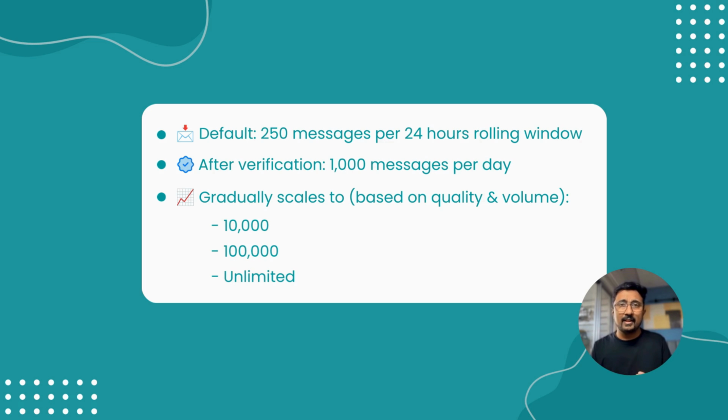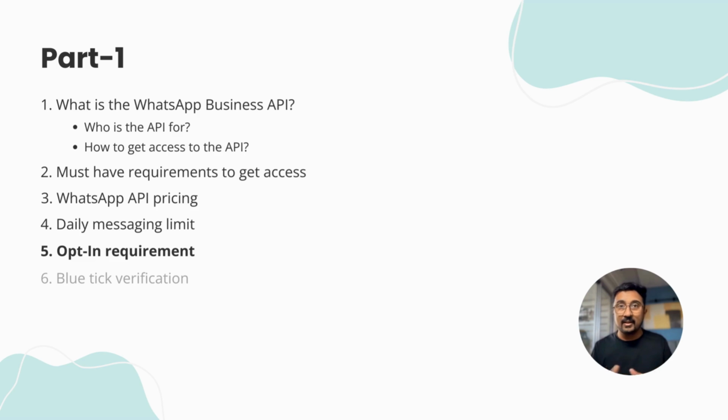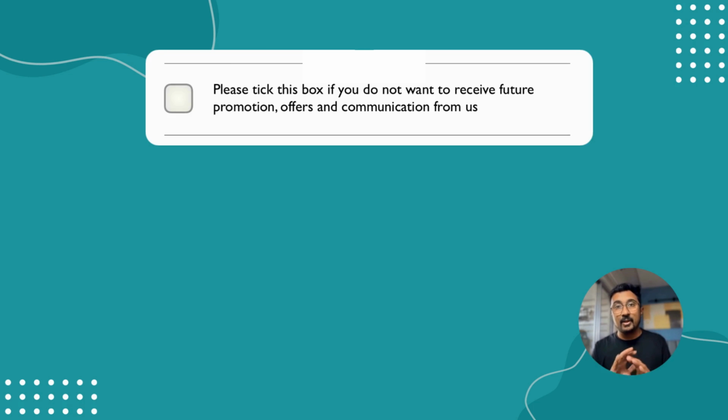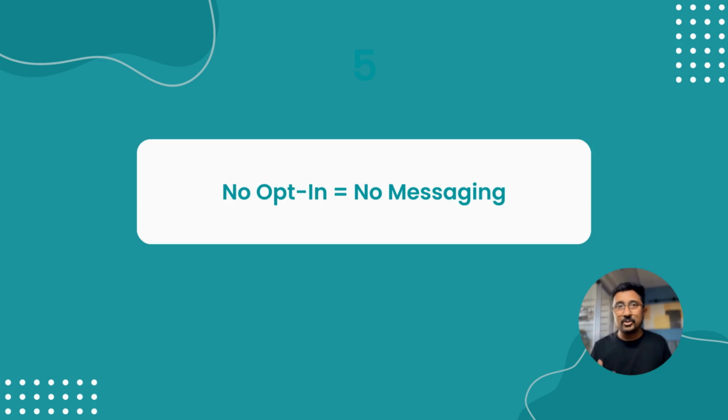Now, while your messaging limit can increase over time, there's one rule that always applies, and that is opt-in requirement. WhatsApp API is not for spamming or sending cold outreach messages. When you're using the WhatsApp Business API, you can only send messages to users who have explicitly opted in and given you permission to receive communication from your business. Sending messages to people who haven't opted in is against WhatsApp's policies and can result in your number being flagged or even permanently banned from the platform.